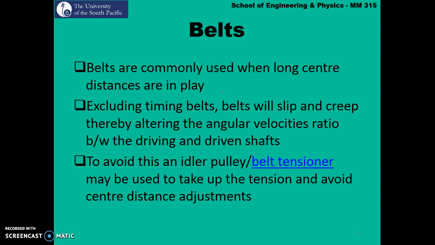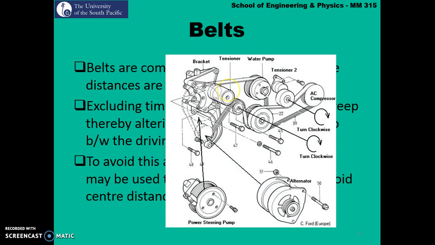Belts are commonly used when long center distances are in play. We need to connect two components which are at a greater distance. Excluding timing belts, belts will slip and creep, thereby altering the angular velocity ratio between the driving and the driven shaft. In order to avoid this, we use idler pulleys or belt tensioners to give an initial tension in the belt that ensures that the belt moves smoothly around the pulleys.